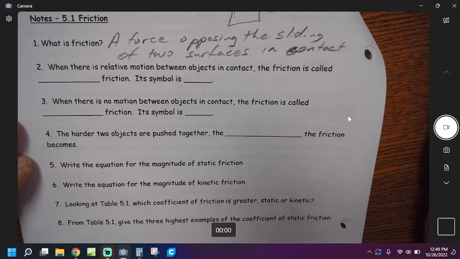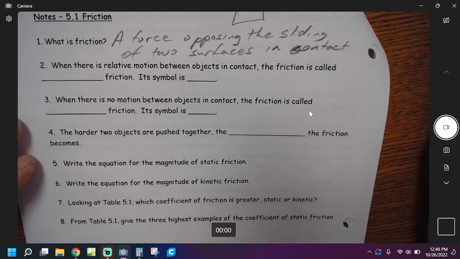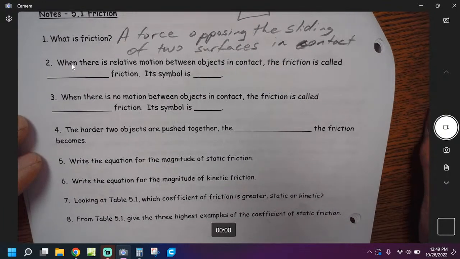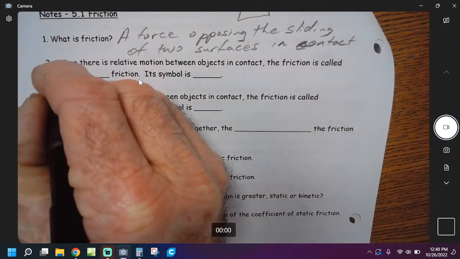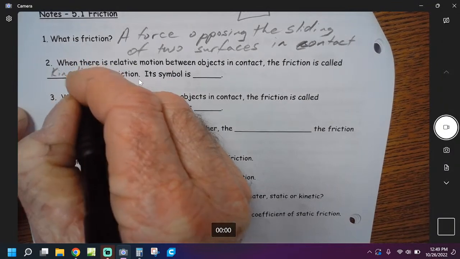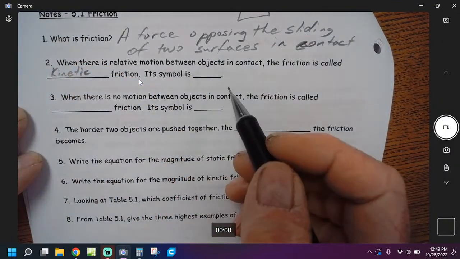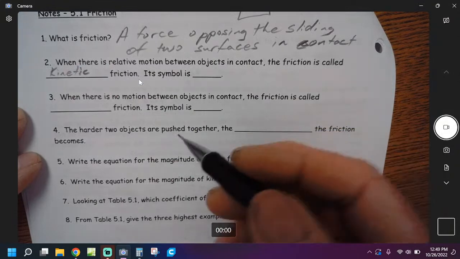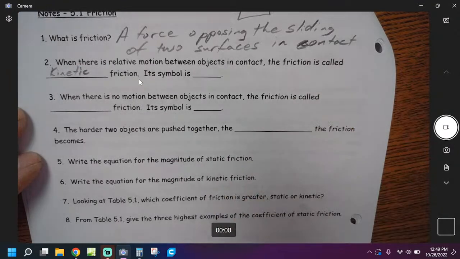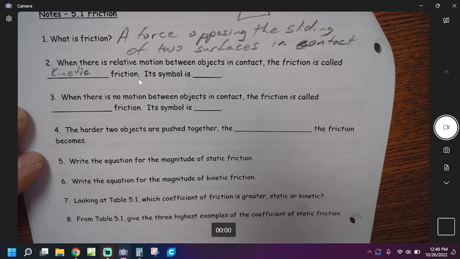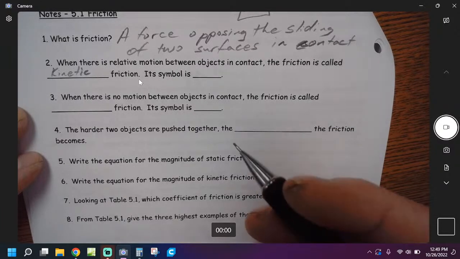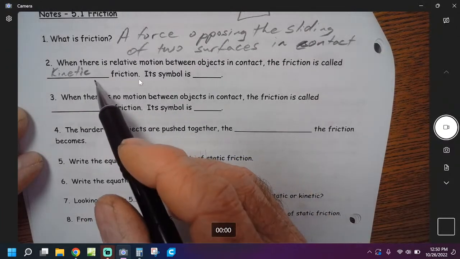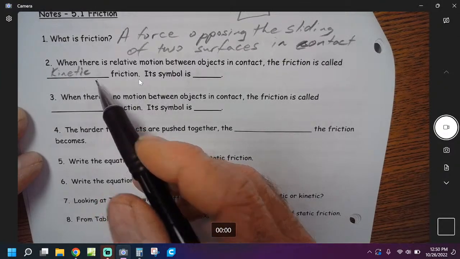I screwed this up in the other class. I think it's because Mr. Pennington used to, but I'm not sure if it's his fault. When there's relative motion between forces or objects in contact, the friction is called blank friction. Kinetic friction. That's not the part I screwed up. The part that I screwed up was the symbol. So what I did is I jumped right to mu, and mu is the symbol for the coefficient of friction. And mu k is the symbol for the coefficient of kinetic friction.